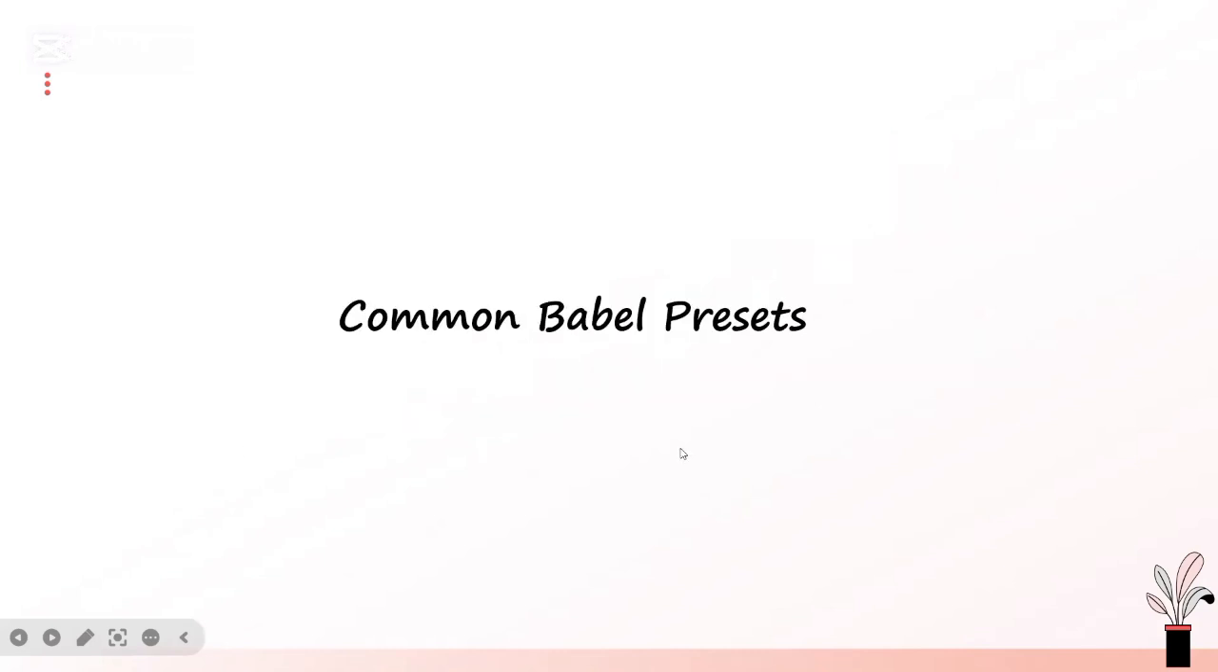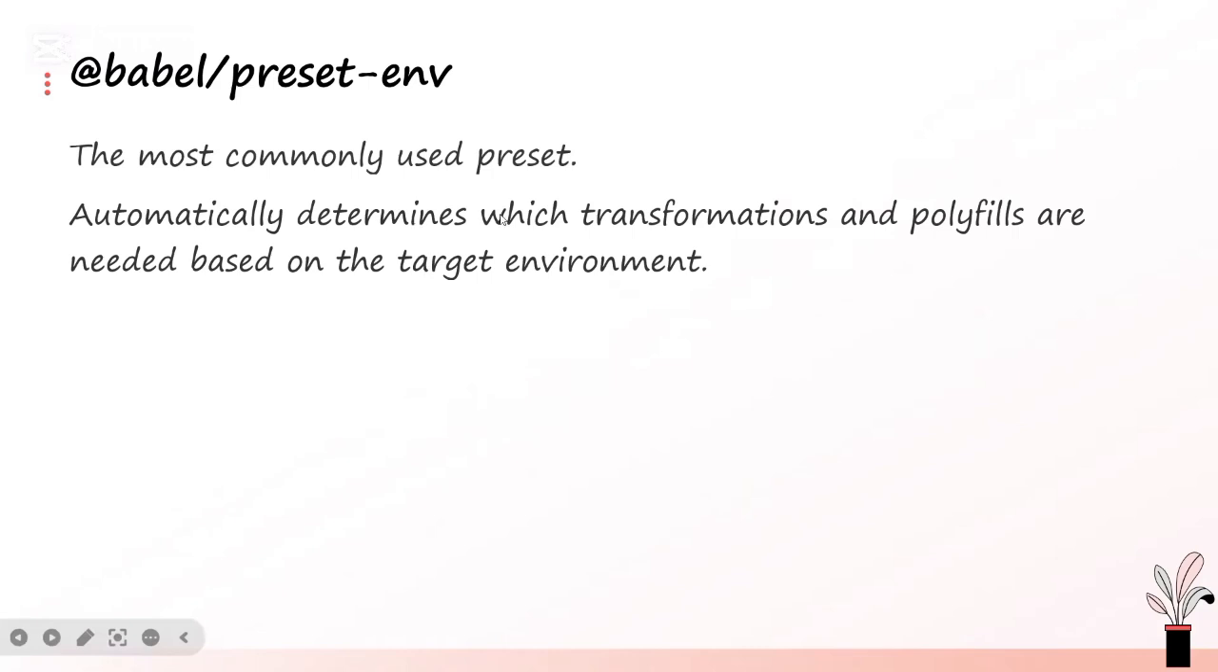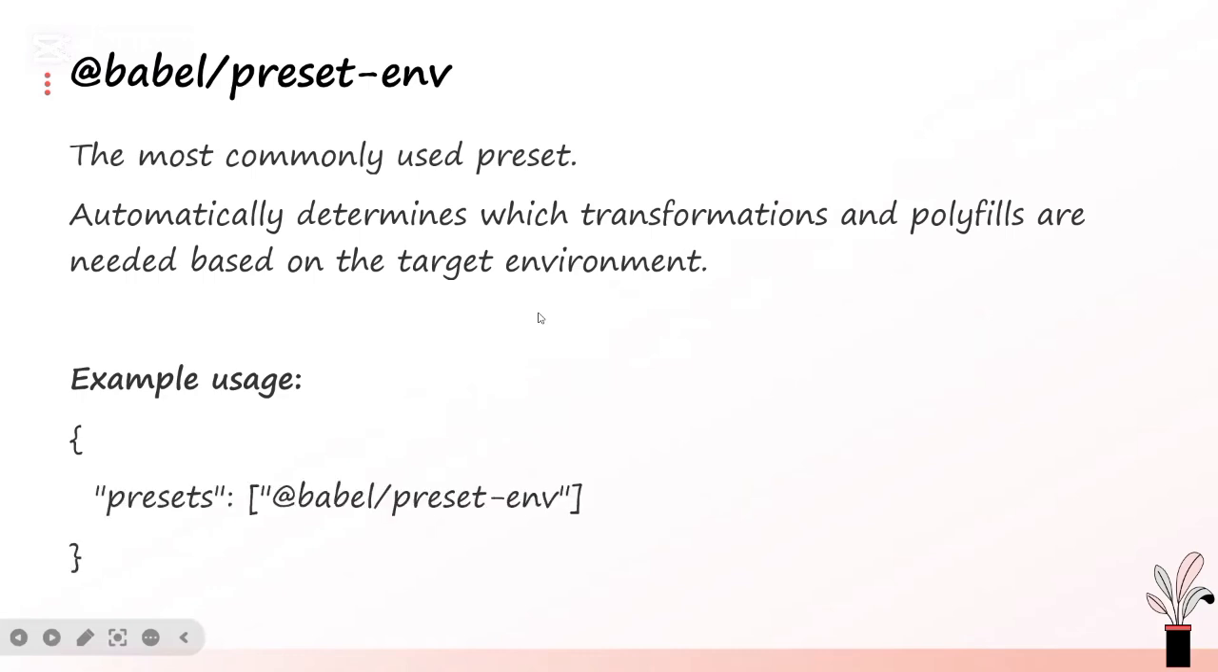Okay, so let's take a look at the common Babel presets that we have. The first one is @babel/preset-env. This one is the most commonly used, and it automatically determines which transformations and polyfills are needed based on the target environment. For example, this is how you include it in your Babel configuration file. You say presets colon, square brackets, and you put in all the presets that you have. We also have presets for React, which transform JSX into JavaScript.